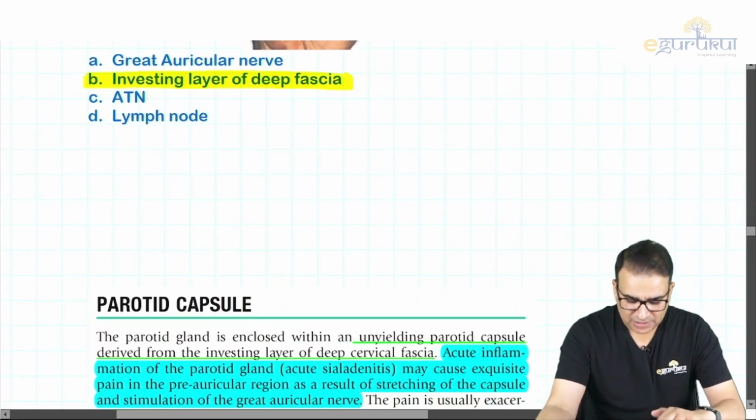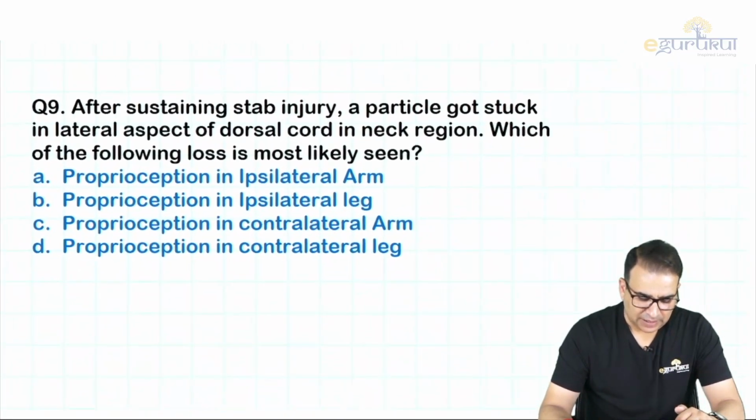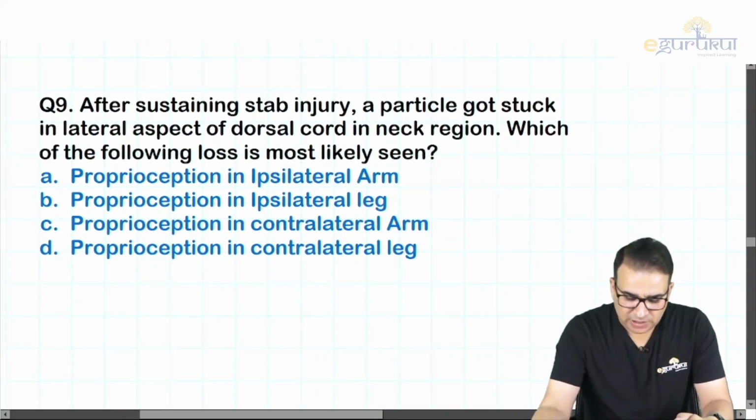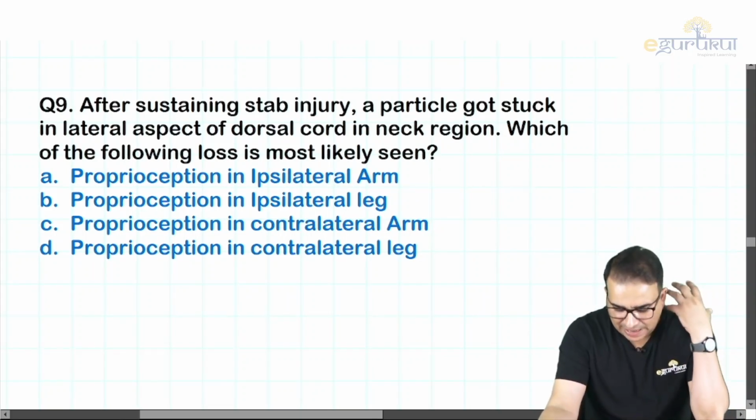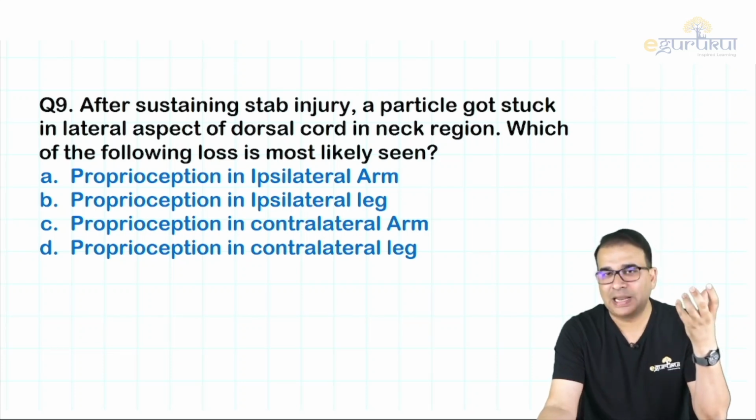Moving on to the next question, guys. Question number 9 says, after sustaining a stab injury, a particle got stuck in the lateral aspect of the dorsal cord in the neck region. Which of the following loss is most likely seen here?